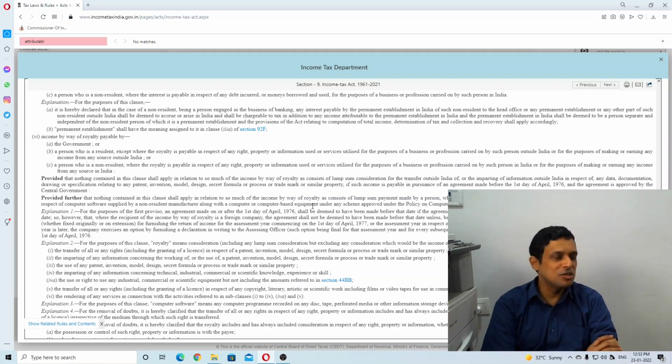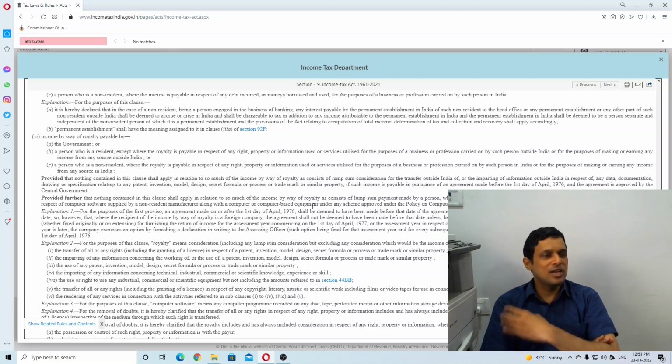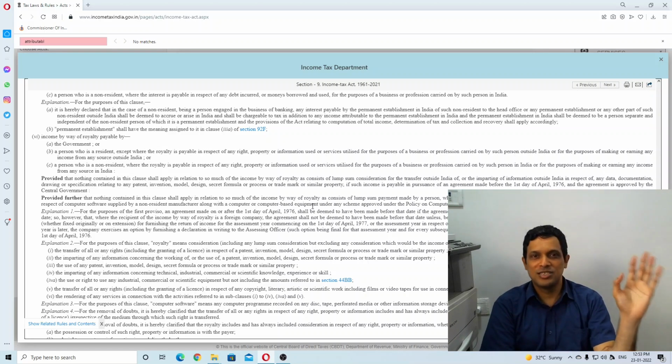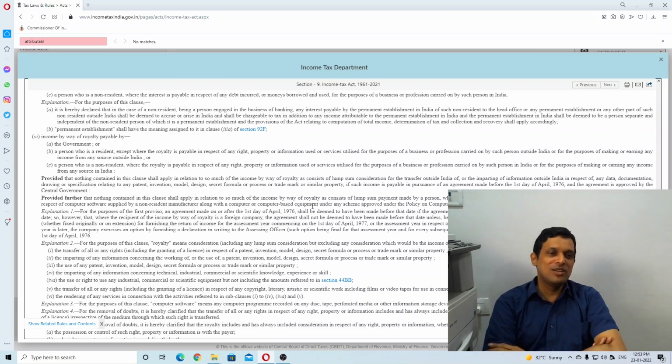The non-resident UK company, that income in the normal course they will say it's my business profits, it's only taxable in the UK. 9.1.1 is there, Explanation 1A clears. I don't have a permanent establishment or operations in India, so the entire thing is taxable only in the UK, not in India. Please don't disturb me, right? And that's what they'll say to the Indian government.